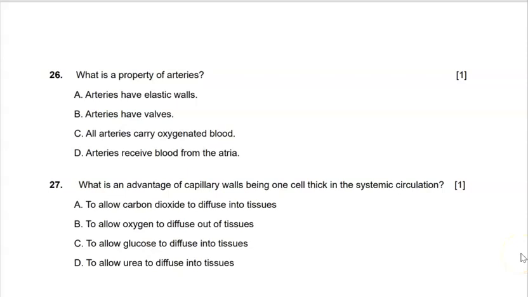What is a property of arteries? Arteries have elastic walls. Well, already that works. Let's just be careful. Arteries have valves. No, they do not. All arteries carry oxygenated blood. That is not true. Consider the pulmonary artery. Arteries receive blood from the atria. They don't. They receive it from the ventricles. So we are indeed going to go for 26A. What's the advantage of capillary walls being 1 cell thick in the systemic circulation?